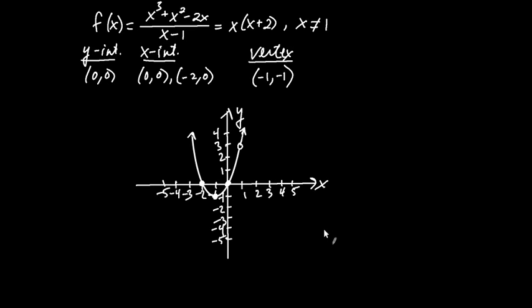So there would be our graph of this rational function. It's a parabola with a hole in it at (1, 3). Okay, so other rational functions have what are called slant asymptotes. Let's go ahead and look at those.